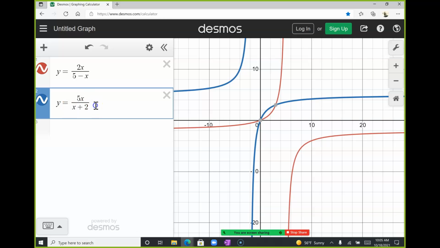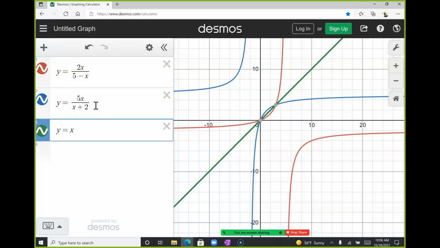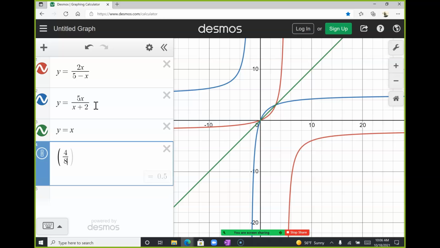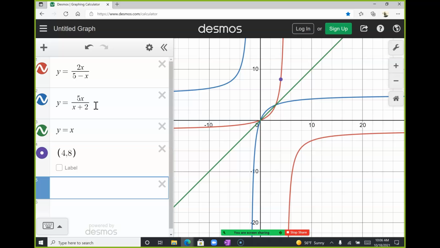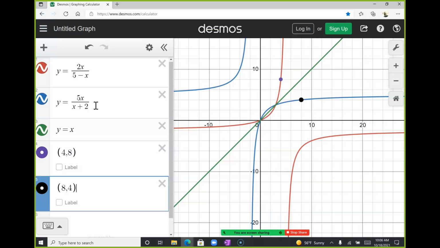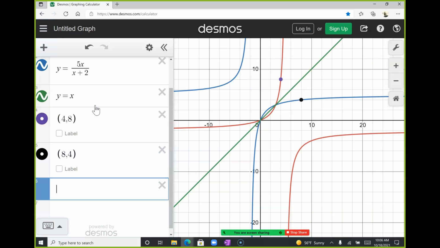So I'm going to type in y equals x, because that is me switching x and y. What point did we pick already? We picked 4 comma 8 originally, so there's 4 comma 8 on the original red function f. And let's see where 8 comma 4 happens. Look at where they are, right across from each other across that line y equals x. Are they a reflection?